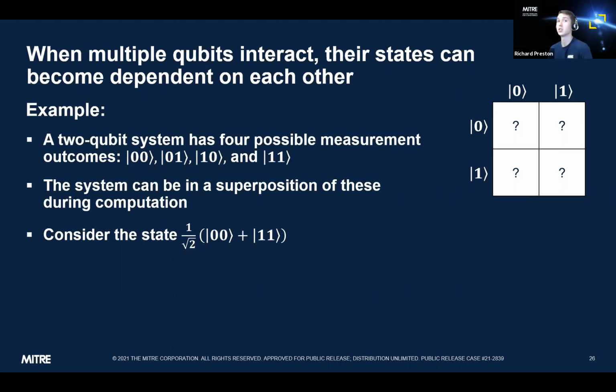Remember, when we measure, the probability of measuring an outcome is the amplitude or coefficient squared. And these terms of the superposition correspond to measurement outcomes, ultimately. So if I measure this state, I'm going to either measure 0, 0 or 1, 1.